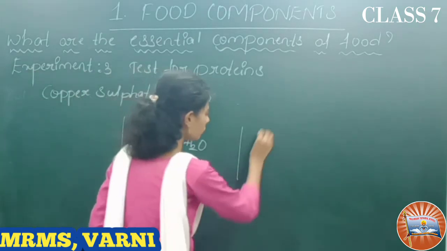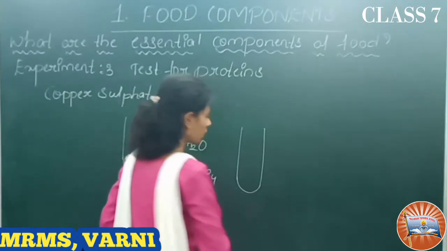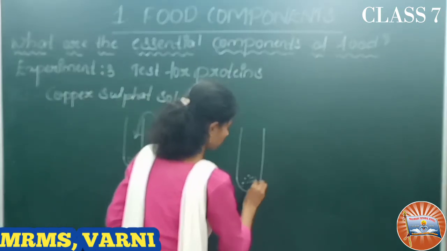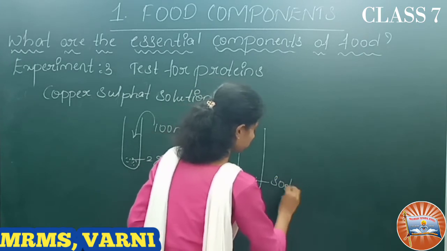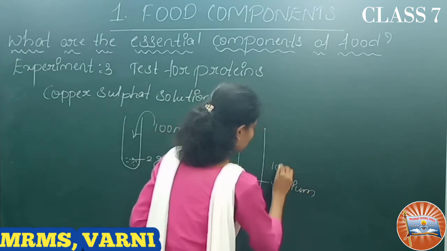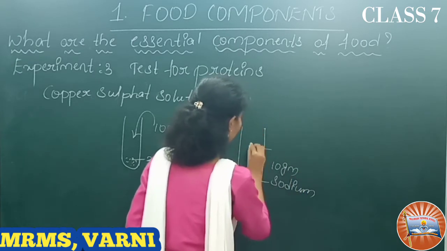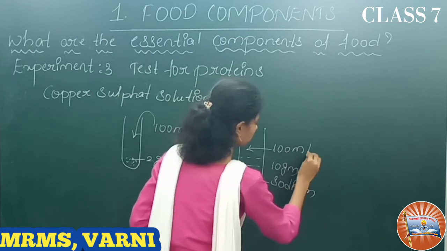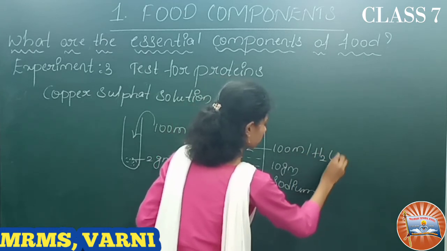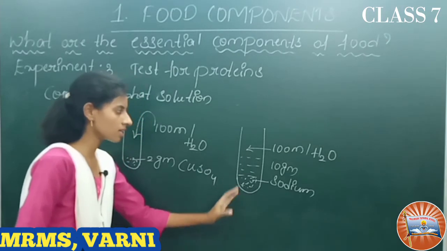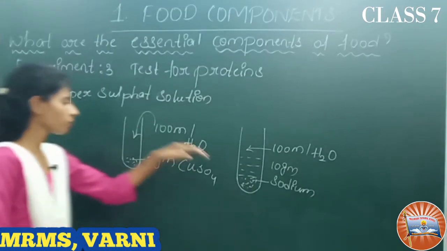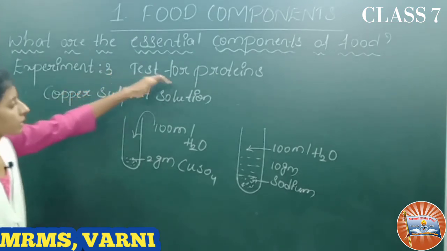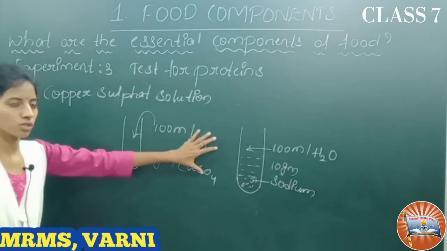In another test tube, take 10 grams of sodium hydroxide. To this add 100 ml of water. So then we can say that this is a sodium hydroxide solution and this is the copper sulfate solution. To test the proteins we need both of the solutions.